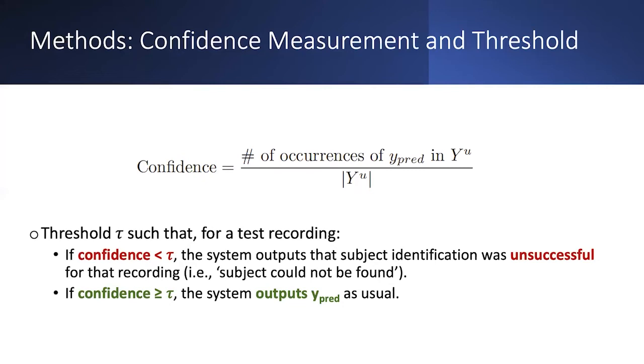We use a threshold tau such that for a test recording with confidence less than this tau value, the system outputs that subject identification was unsuccessful for that recording. In other words, the subject could not be found. However, if confidence was greater than or equal to this tau value, then the system output the Y label prediction as usual.